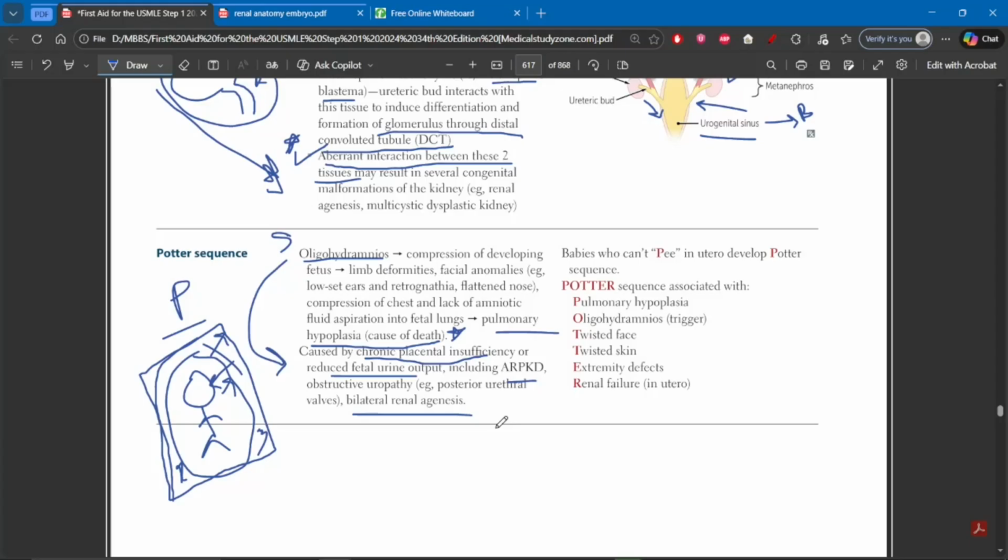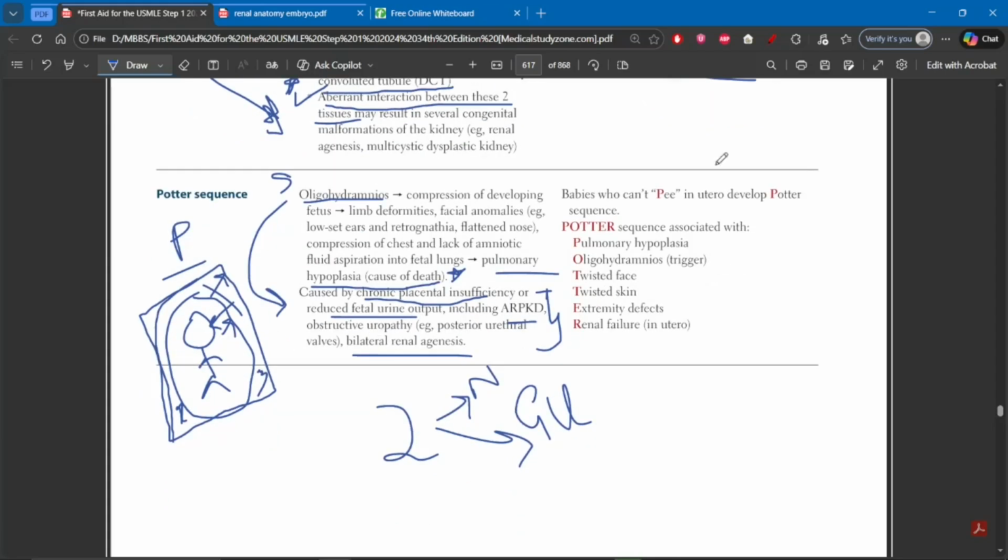Or if there is a problem in the genitourinary section. So these are the two basic reasons, right? One is the nourishment, or one is the problem in the GU system, the genitourinary system. They've given you a few examples, and it's important that you memorize these three examples at least.